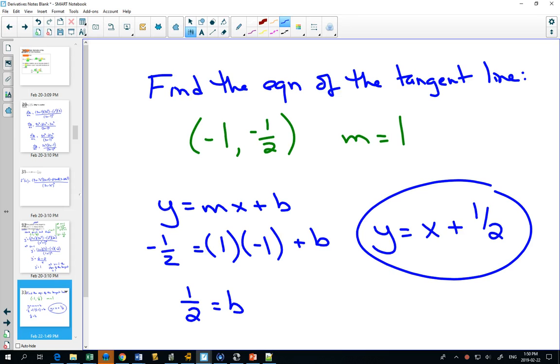And our equation of our tangent line, y equals mx plus b, we now know that m is 1, and we found out that our y-intercept is 1/2. So we can write our equation of our tangent line.